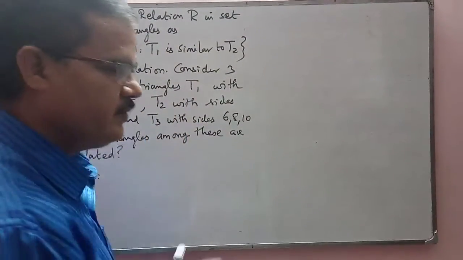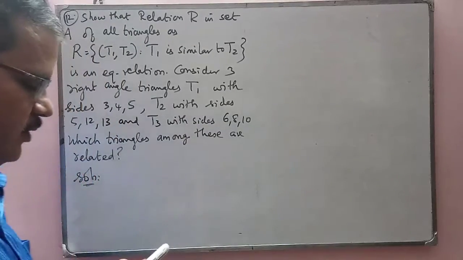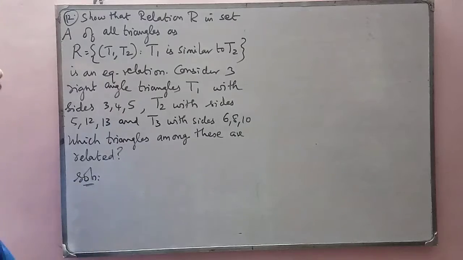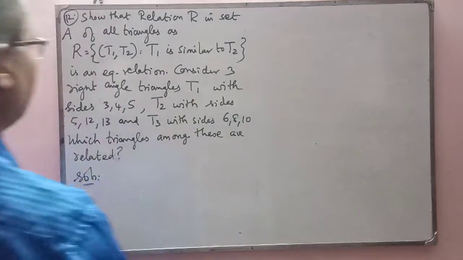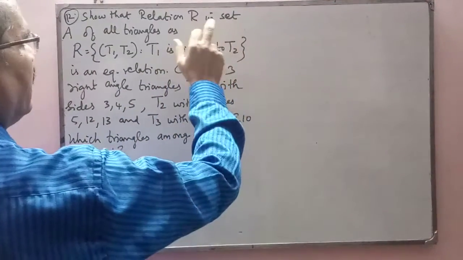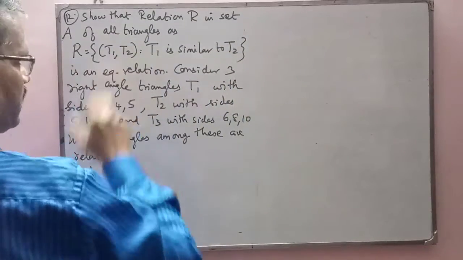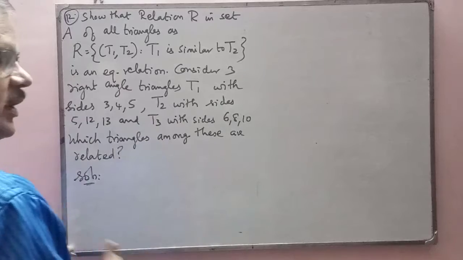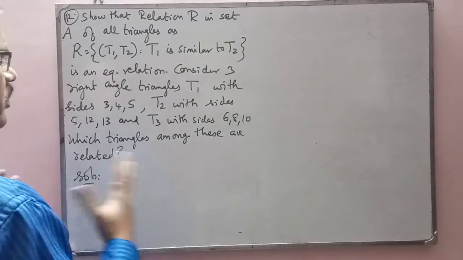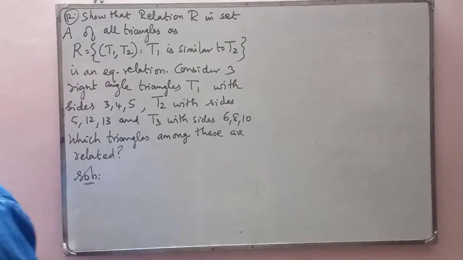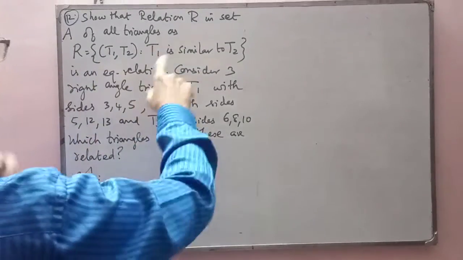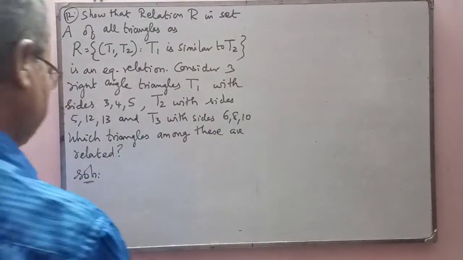What is an equivalence relation? We have to show that it is reflexive, symmetric, and transitive. Before going to that, you understand that set A contains all triangles. Imagine right angle triangle, acute angle triangle, obtuse angle triangle, all those triangles are there in set A. Now relation R, you are going to talk about the triangles T1, T2. T1 is similar to T2. Let us start with that.